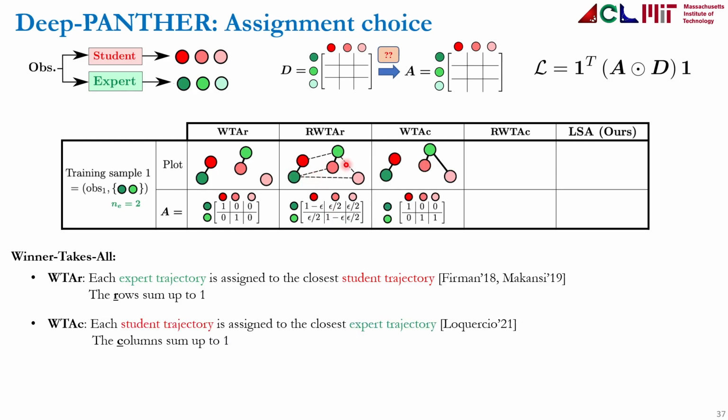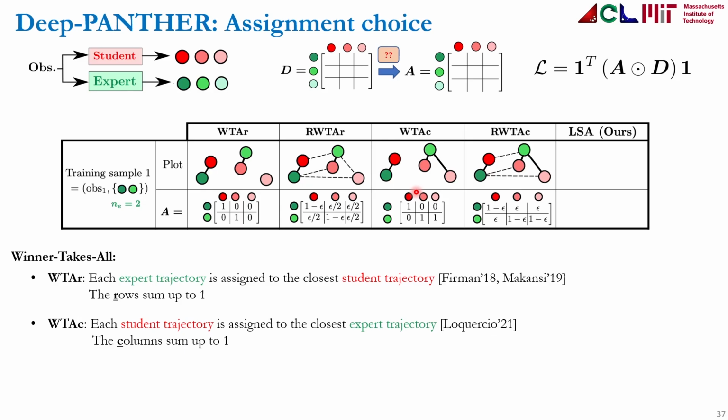And then we have the other convention, the column convention, where each student trajectory will be assigned to the closest expert trajectory. In other words, each one of these red trajectories will be assigned to the closest green trajectory. And in this approach, you end up with an assignment matrix whose columns will sum up to 1. You also have the relaxed version of this approach, where you include this epsilon to add soft weights between all the trajectories of the student and all the trajectories of the expert.